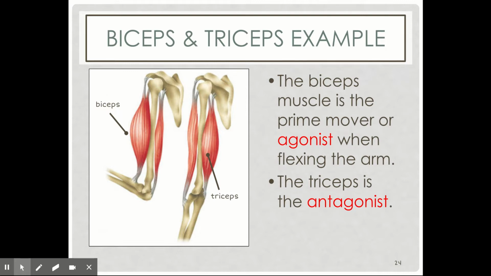Now, if you did the opposite movement, if you started from your bent elbow, your bent arm, and you instead dropped your arm to your side, it would go the opposite way. So just like this, your bicep here would be stretched out, and that would be the antagonist, and the agonist would be your tricep.